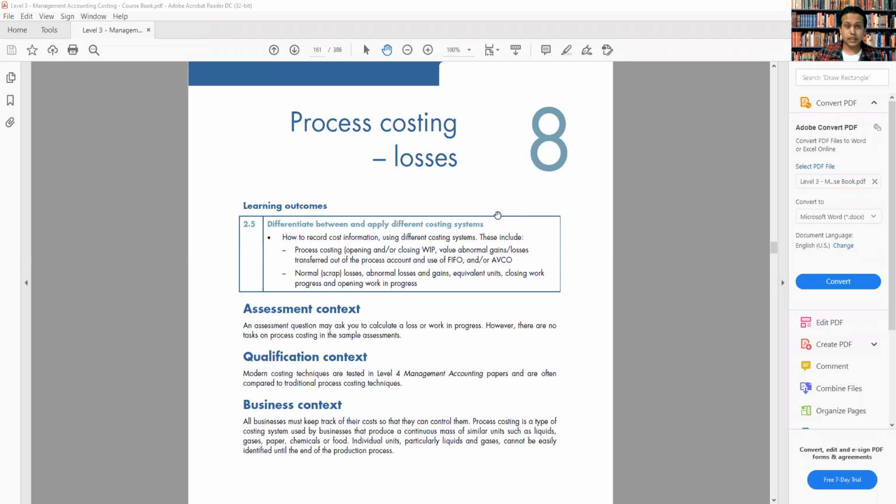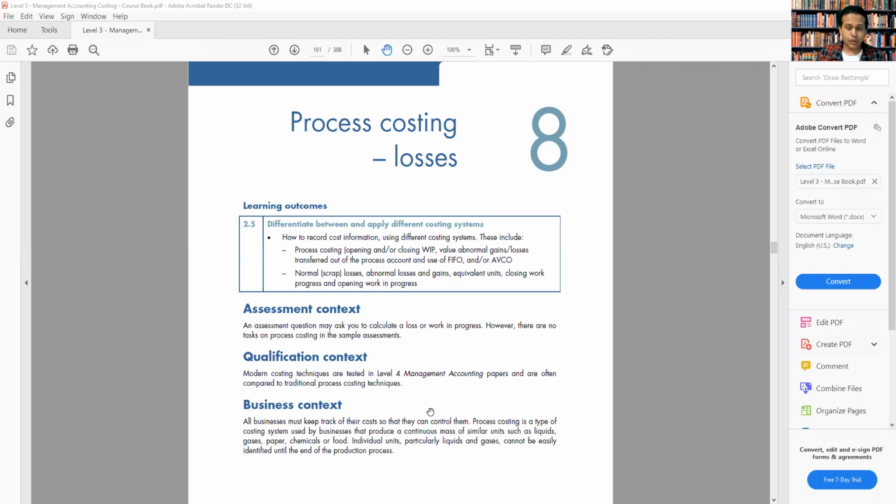not a big question like 10, 15 marks, but a 5 to 7 marks question normally comes from chapter number 8 and 9. So there is a combination of these two chapters, chapter 8 and 9. And these two chapters combined basically make the question. So let's talk about process costing first. What is process costing?